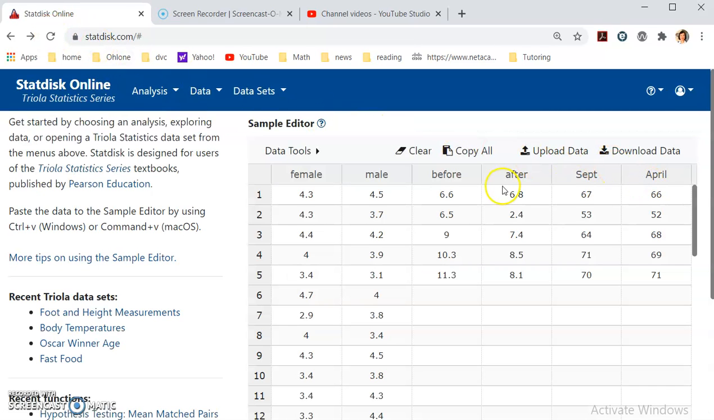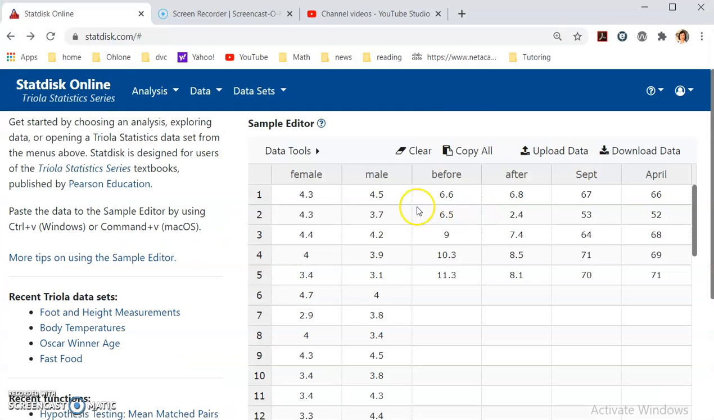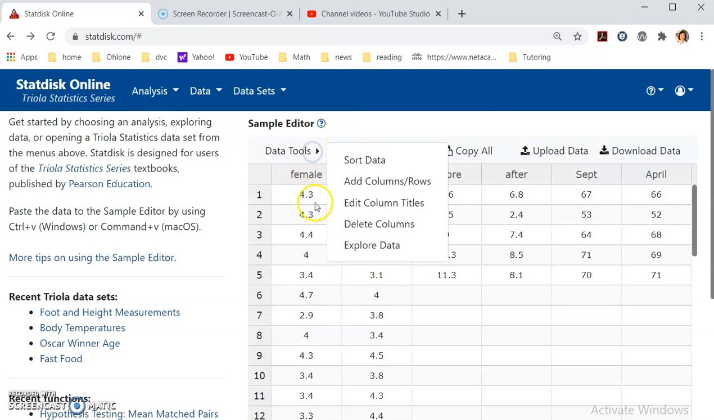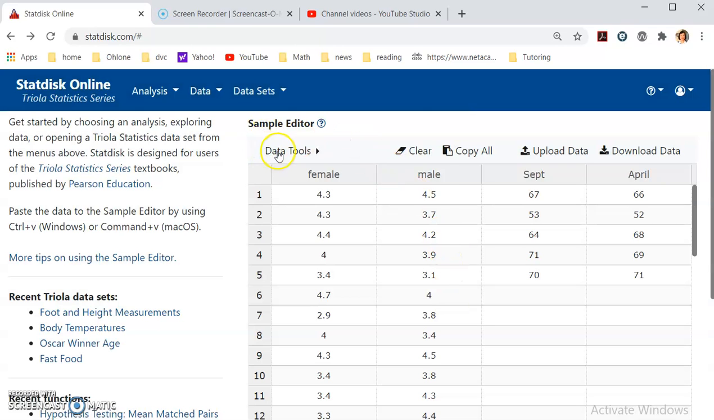Reset it. Before, after, do I have enough? 1, 2, 3, 4, 5, 6, 7. Oh gosh, I think my data is screwed up. So I'm gonna delete them. Delete the before and after. Before, after. And then I'm gonna add it back.